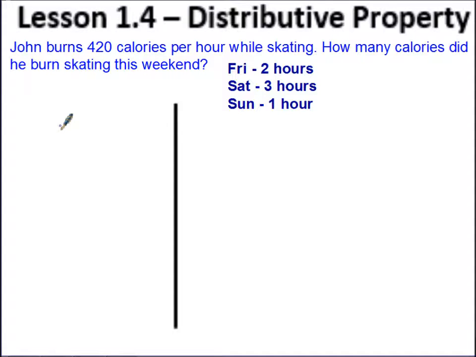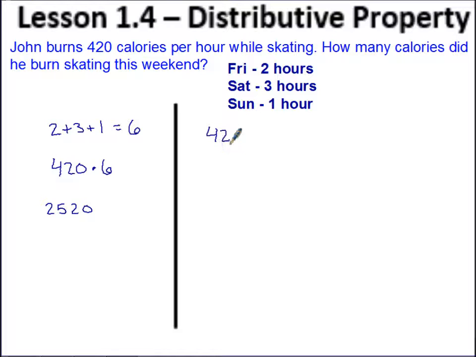First, we can say John went skating for 2 plus 3 plus 1 hours. So that's 6 hours, and 420 times 6 is 2,520. So he burned that many calories. Or we could do it this way.